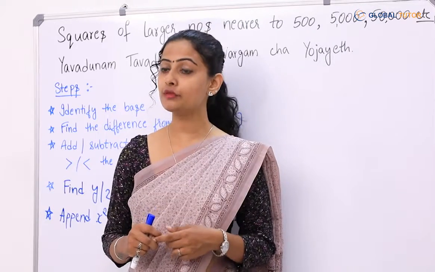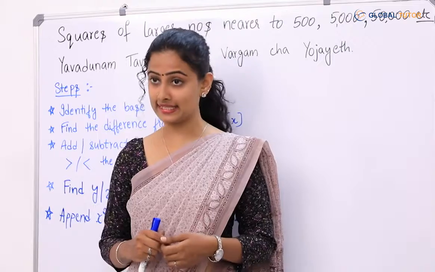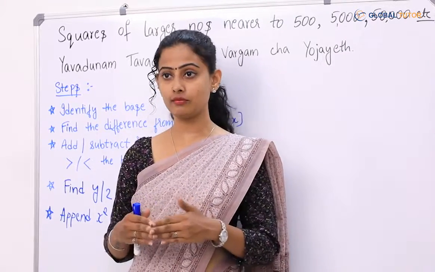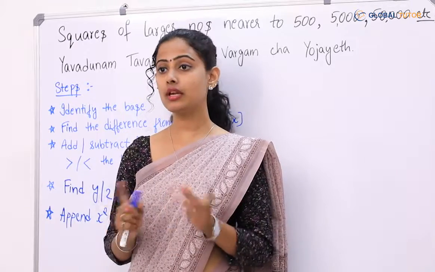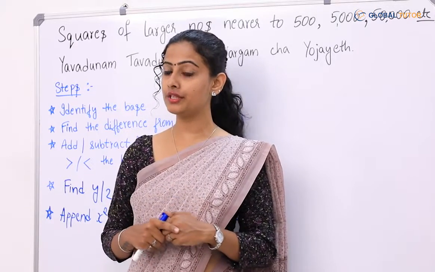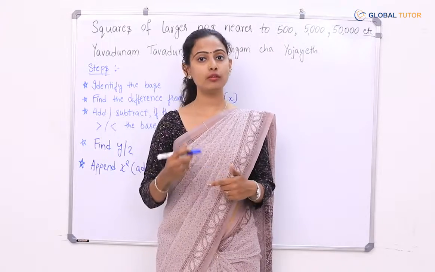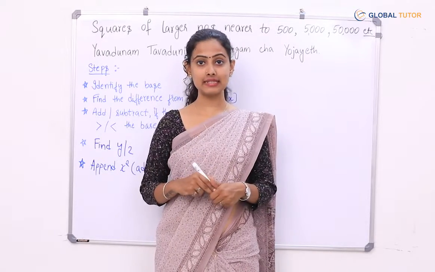For example, if you take the number 496, to find the square of this number, we will first find out the base, which will be 500. So the difference between 500 and 496 will be 4. Now the square of 4 we all know, which is 16.